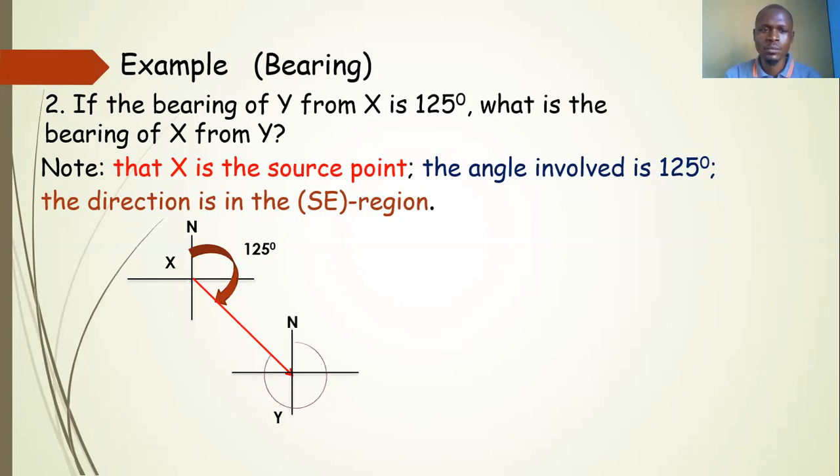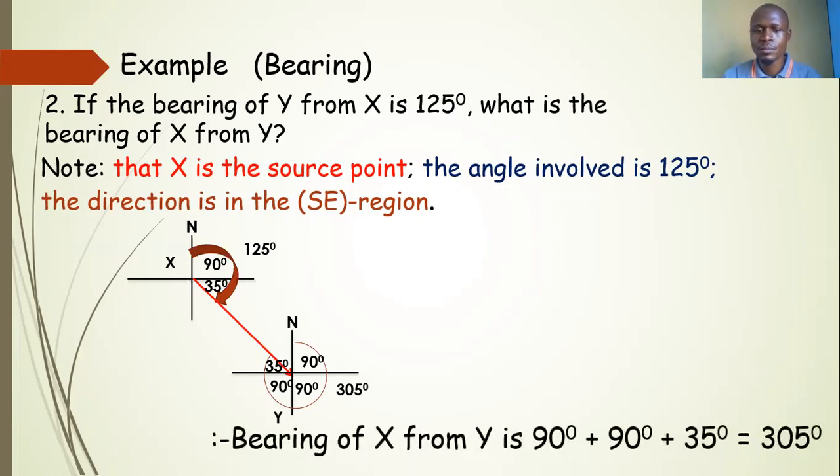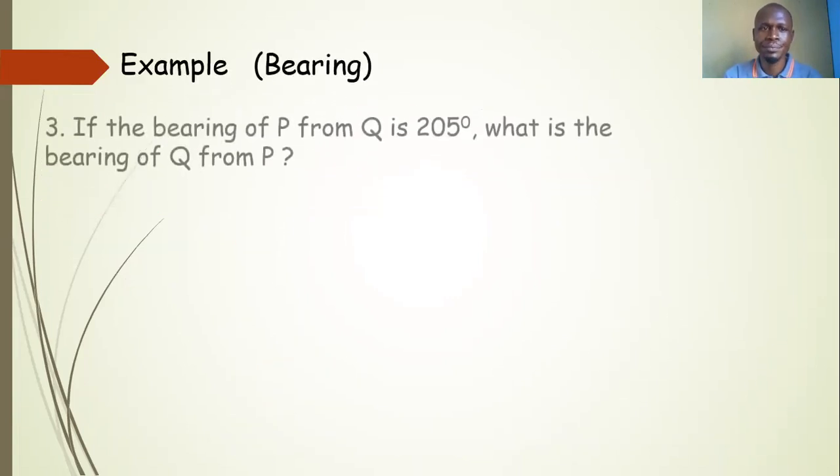The north pole of Y, running the north pole from Y. So you have your 90 degrees, you have 35 degrees. That is what makes up 125 degrees. So the alternate angle of that 35, you have it there. Then you have 90, 90, and 90. When you add all this together, you have 90 plus 90 plus 90, that's 270 plus 35. That gives us 305 degrees. Therefore, bearing of X from Y is 305 degrees.